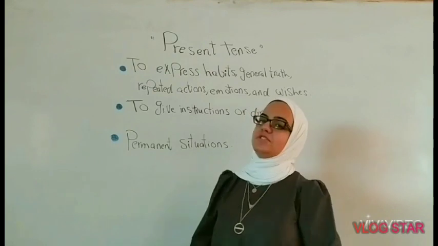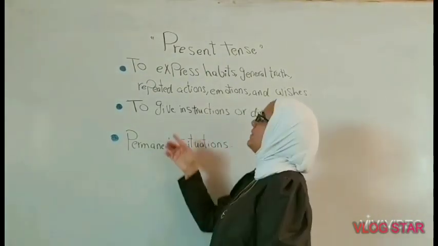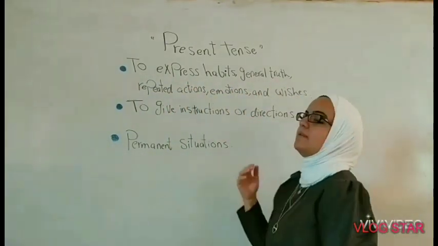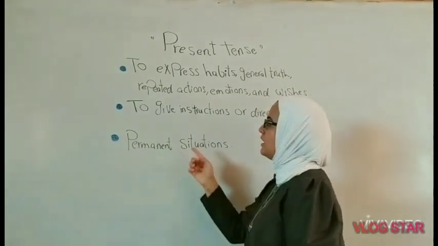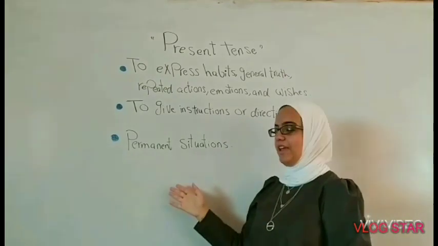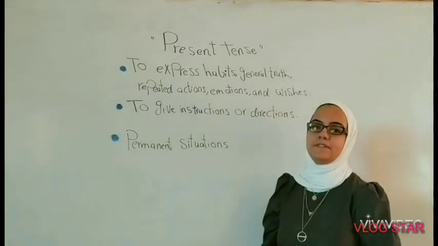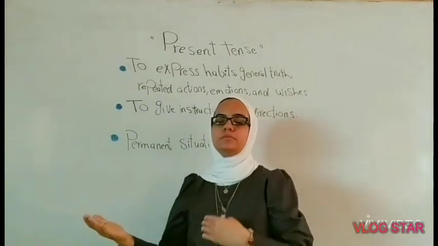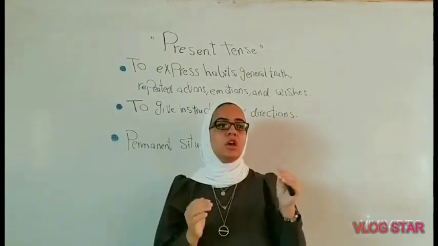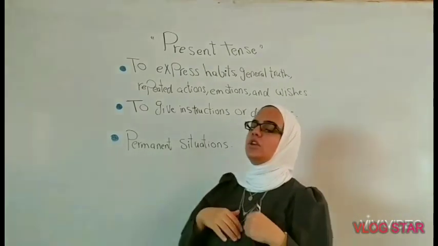Okay, and now let's start with the usage. We use the simple tense to express habits and general truths, repeated actions, emotions, and wishes. Number 2, to give instructions or directions. And 3, permanent situations. Again, to express habits, when I say I go running every day, you have a habit you do every single day.